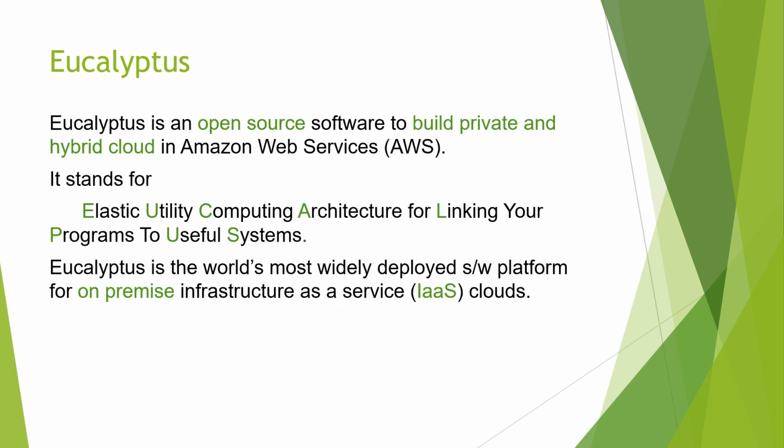So Eucalyptus is an open source software. Open source software is something which people can modify and share because its design is publicly accessible. Eucalyptus acronym is Elastic Utility Computing Architecture for linking your programs to useful systems. As I said earlier, Eucalyptus provides us the architecture by which we can create our own private cloud.